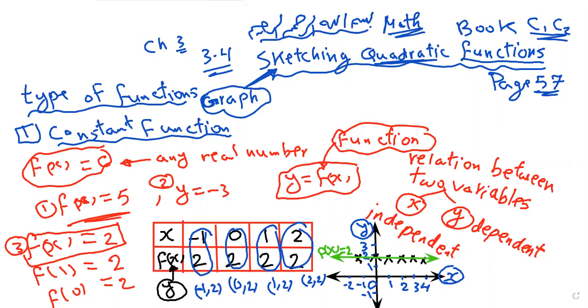Question for smart students. Who can refer to the function f of x equals 0? Which line? f of x equals 0. This line. Okay, exactly. That's the equation of x-axis. If you say 0, 0, it's only a point.